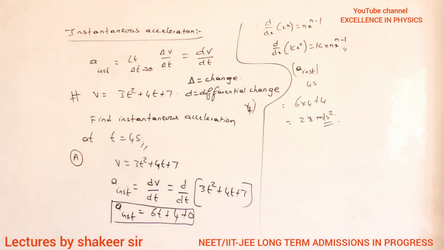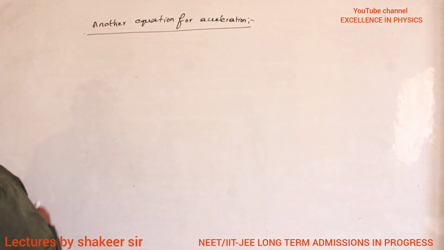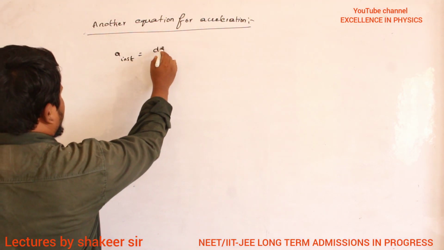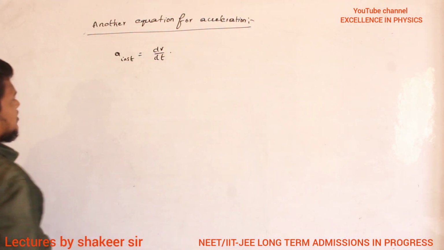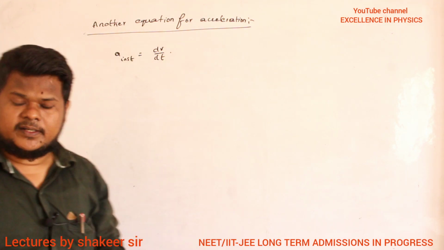Come on, make a note up to here. We studied for instantaneous acceleration, Dhamma. What was that equation? So A instantaneous is equals to dv divided by dt. This is one equation which we studied now, no? A is equals to dv divided by dt.